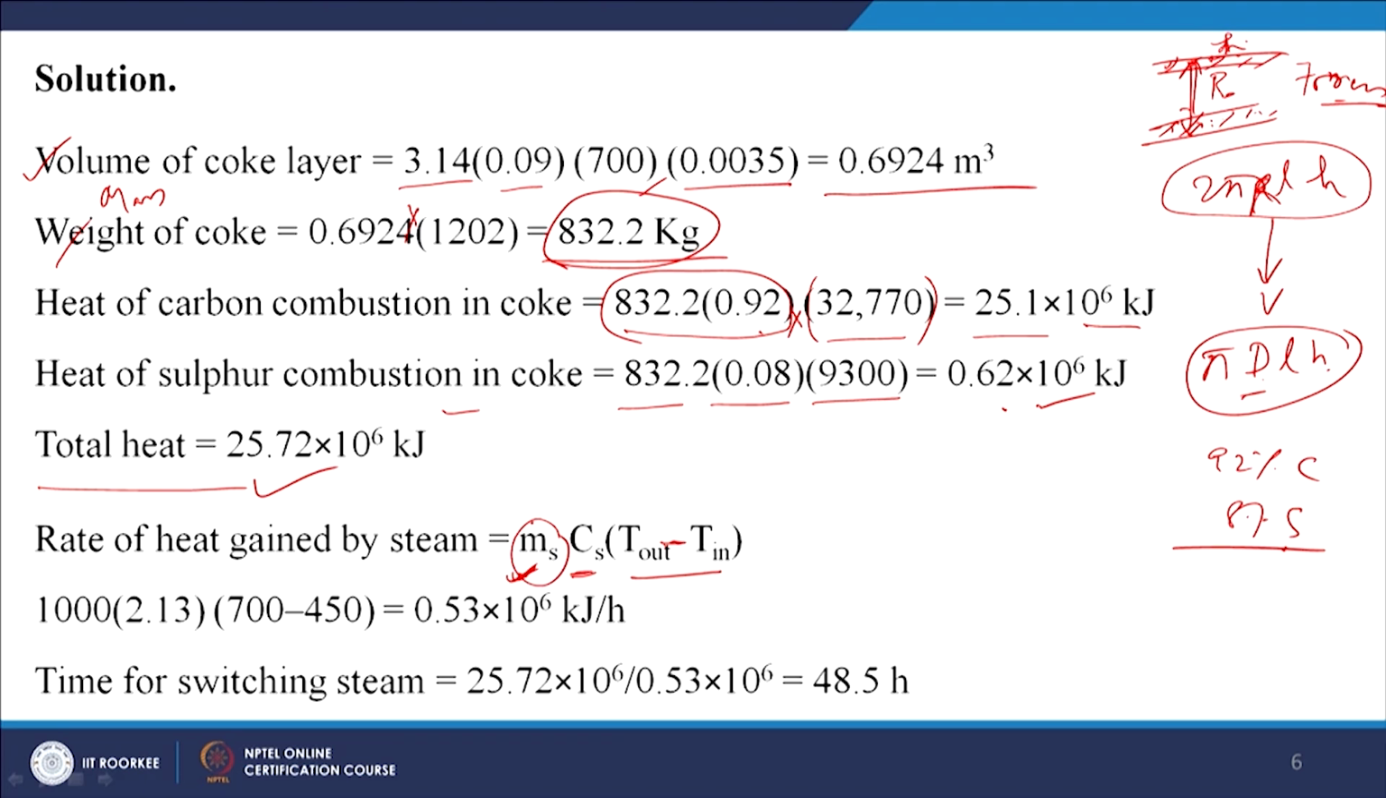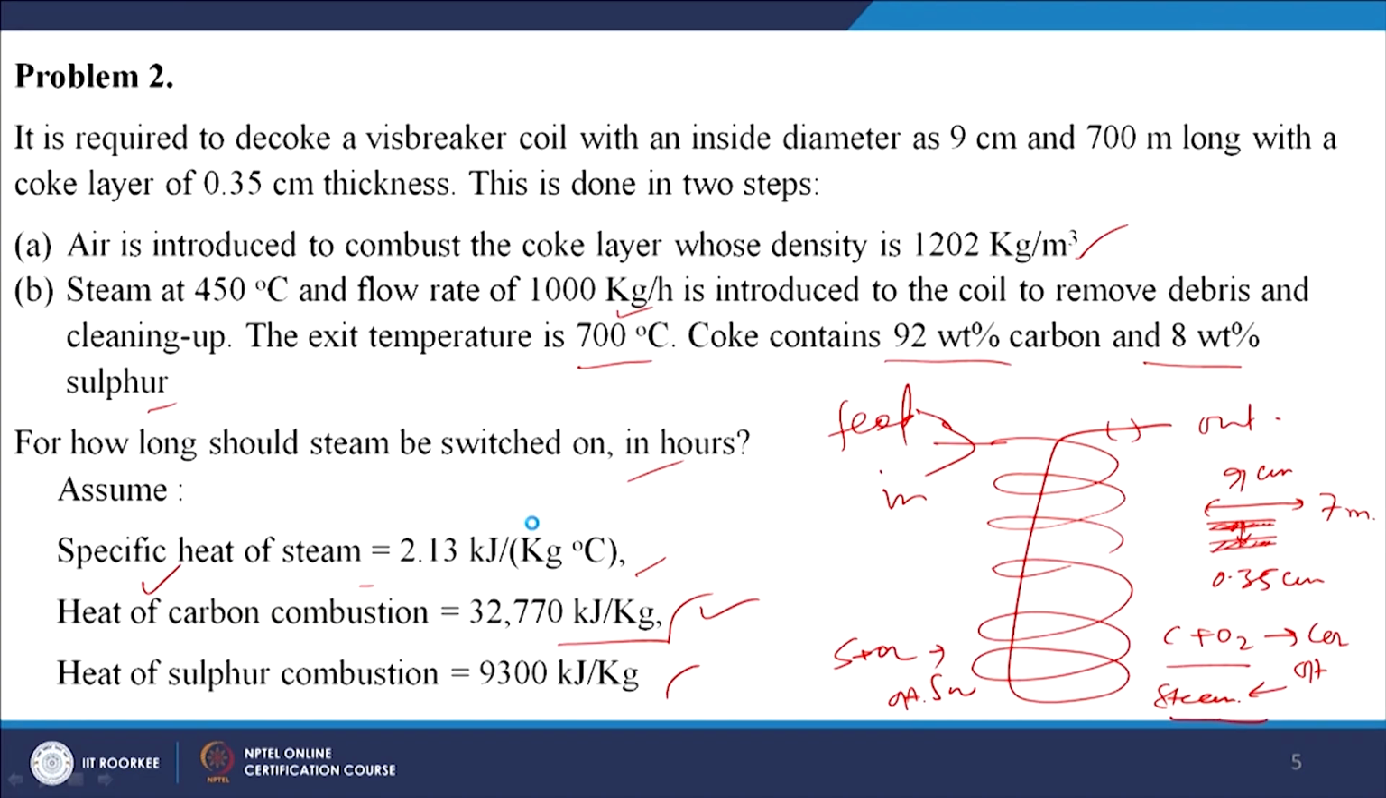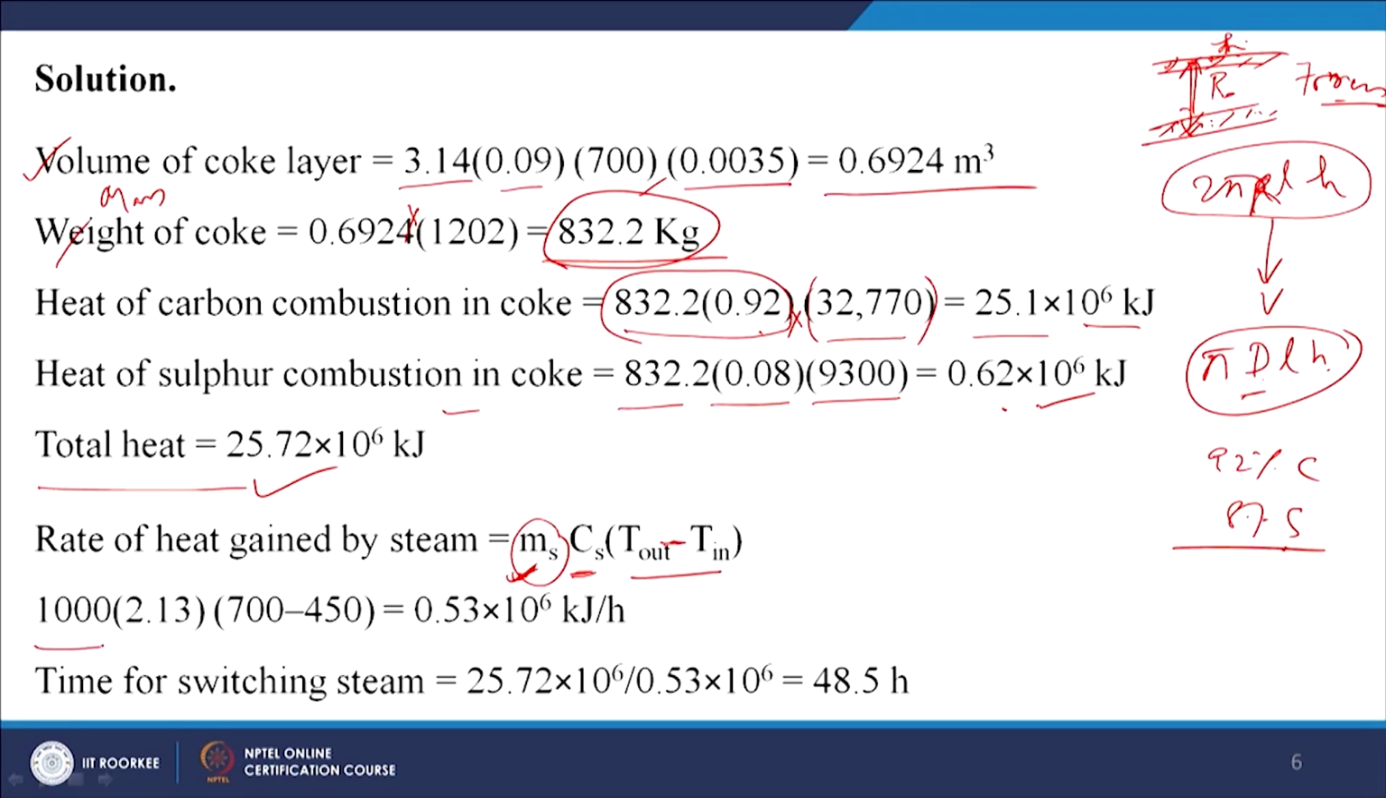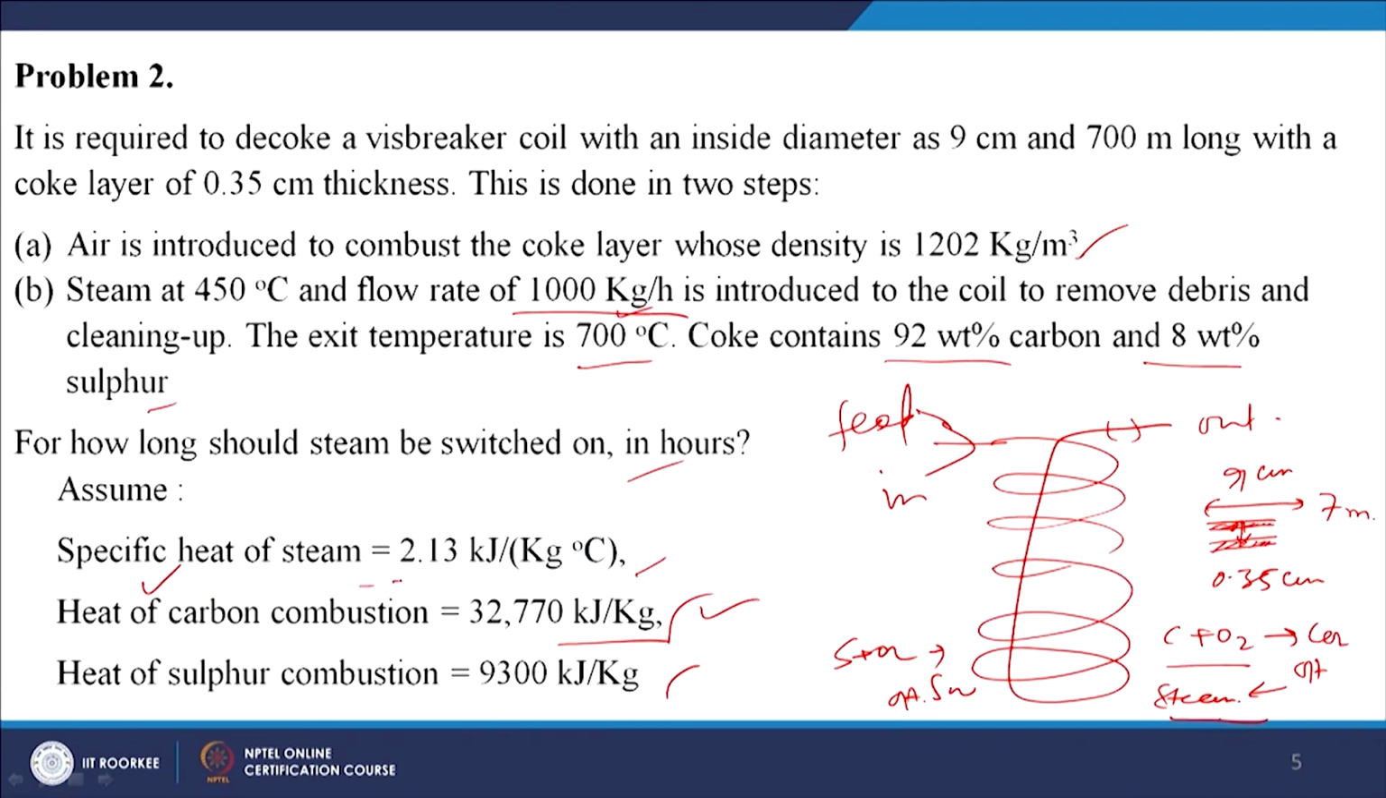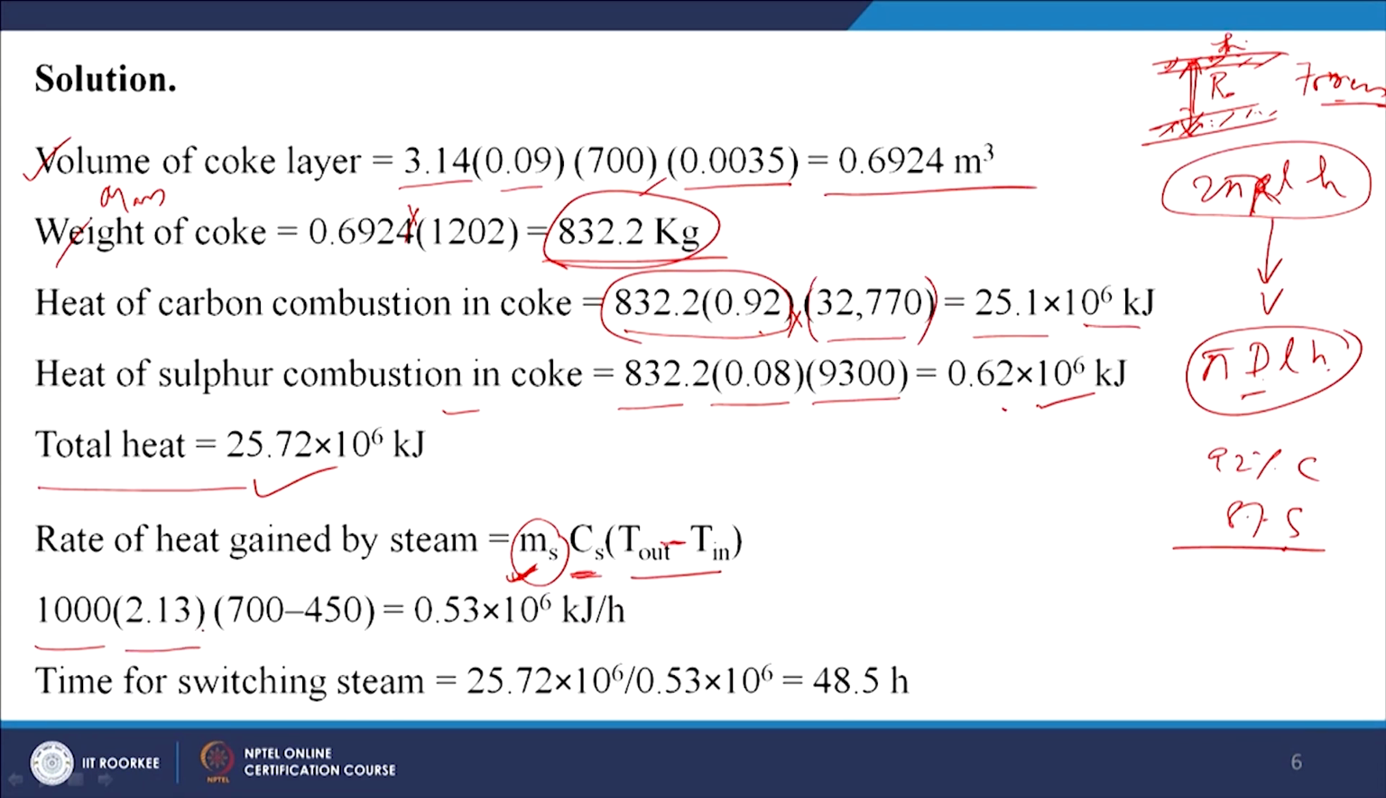So, in this case, what is our Ms? It is given, 1000 kg per hour of steam. So, we put 1000, then Cs is given as 2.13 kilojoule per kg per degree centigrade. We put this value here, and then the temperature difference, how much? 700 output and input 450. So, 700 minus 450. Then we get 0.53 into 10 to the power 6 kilojoule per hour.